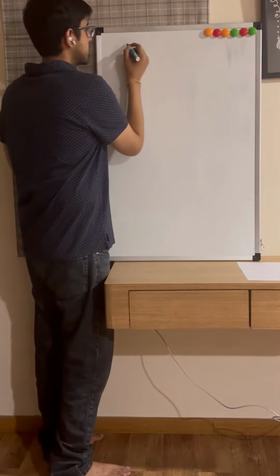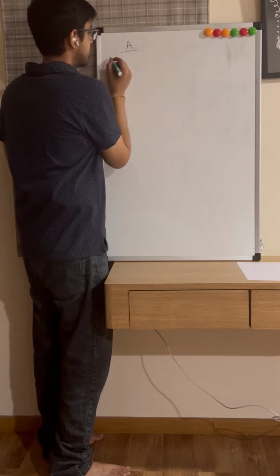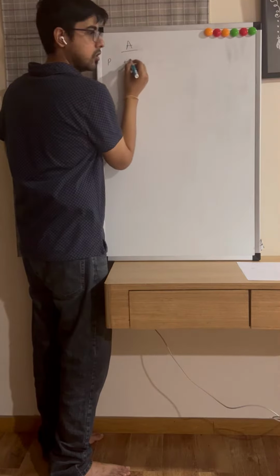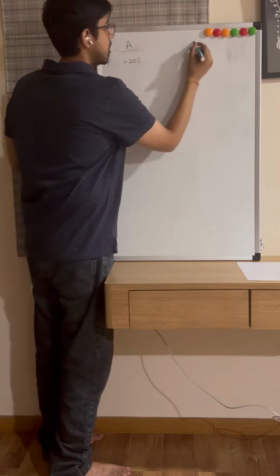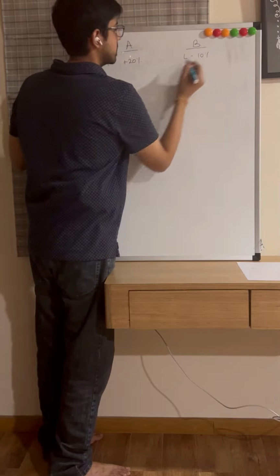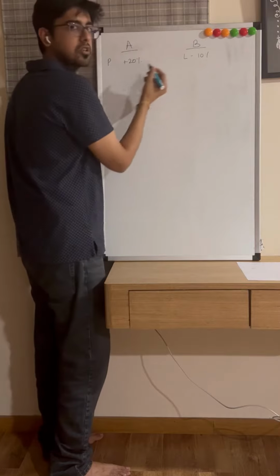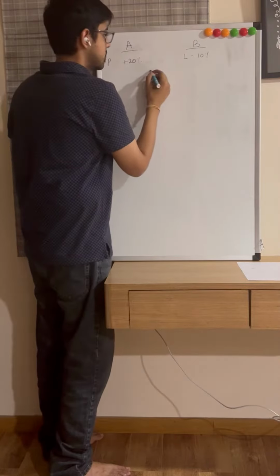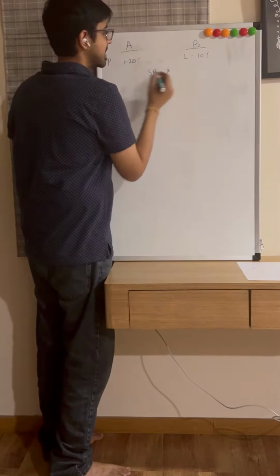Alright, so it's given that on A, Geeta makes a profit of 20%. On B, Geeta makes a loss of 10%. The selling price of both the articles are same. Let us assume that the selling price in this case is X.